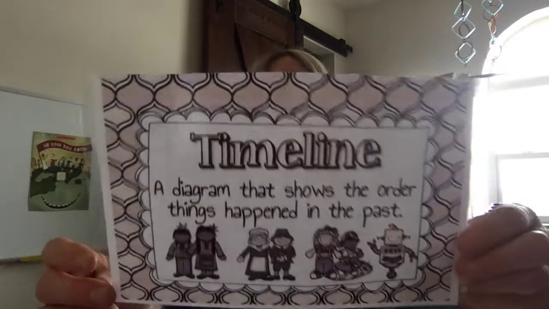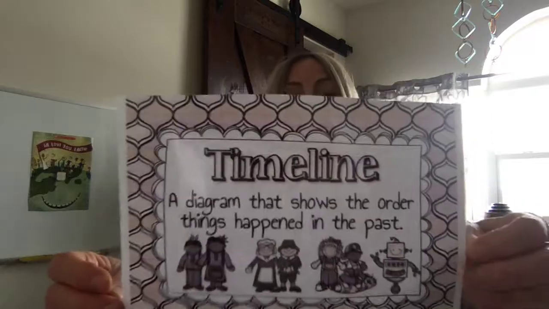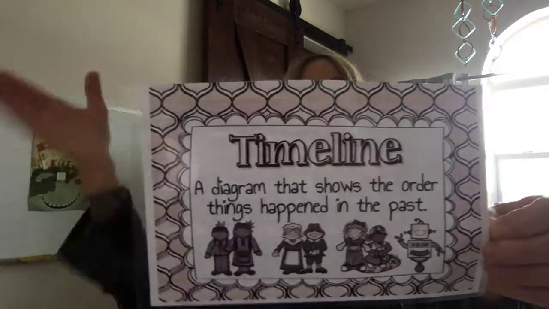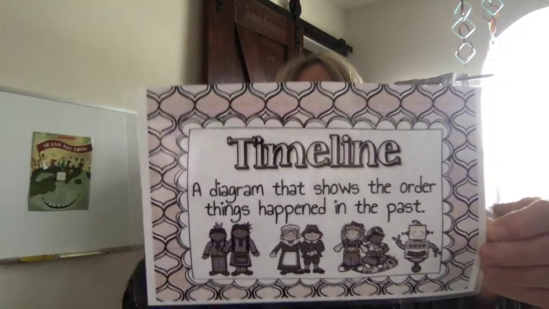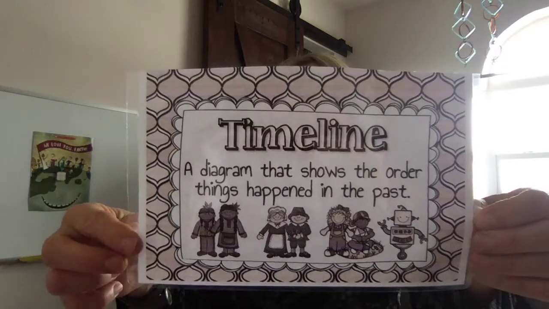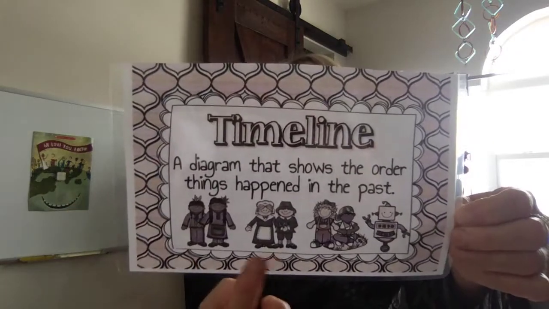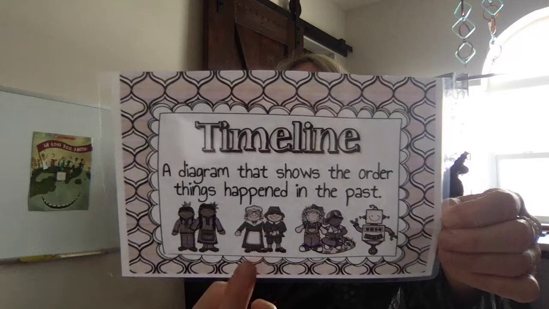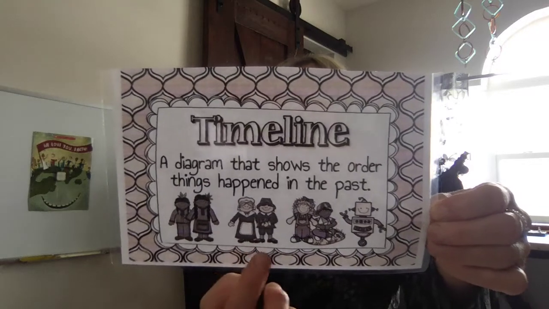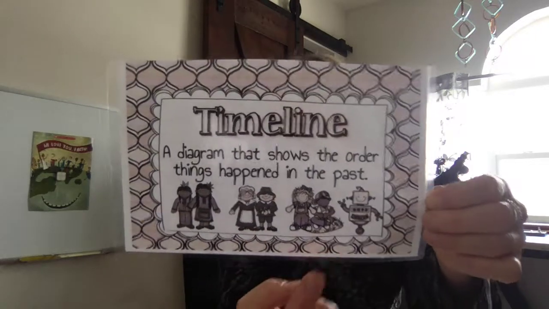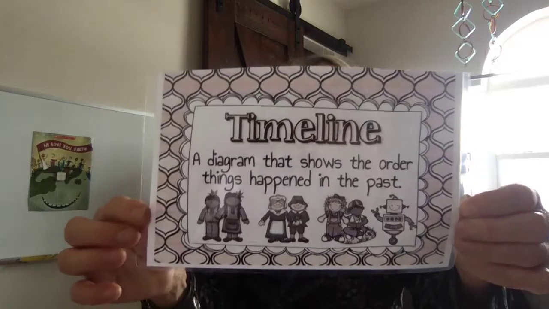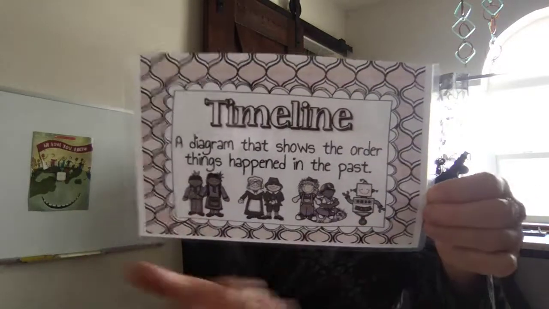A timeline is a diagram that shows the order of things in the past, or things that have already happened. It's a line of time that has dates and different events that have happened, from Native Americans to the new people that live in our country, today's people, and maybe even the future, right? We know that a timeline can give us an idea of how much time took place in between dates.